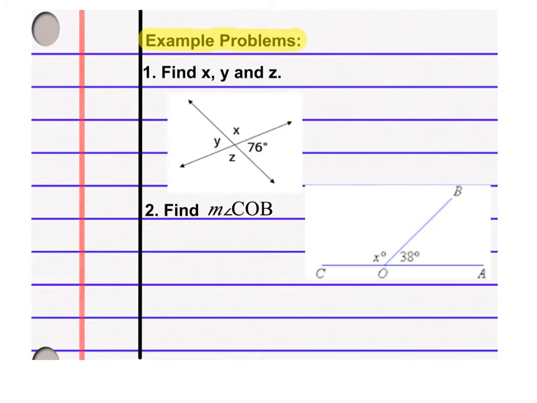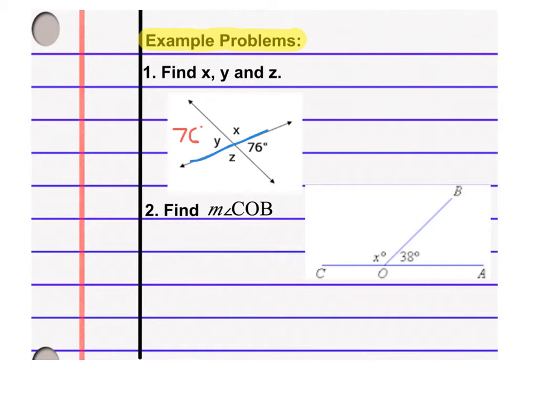All right, so in example 1, I'm going to start with angle y. Angle y and 76, these are opposite, these are vertical angles. So they should be congruent, 76 degrees and 76 degrees. Okay. So I have those are vertical, that's how I got 76 and 76.